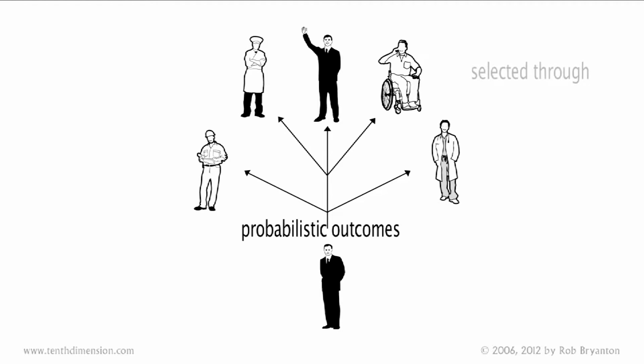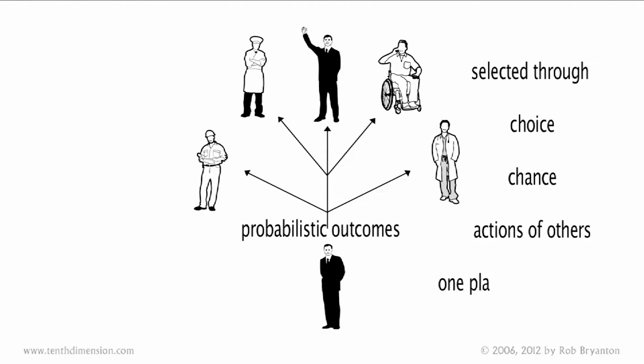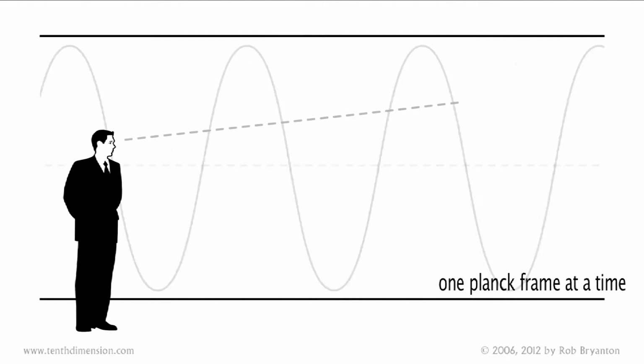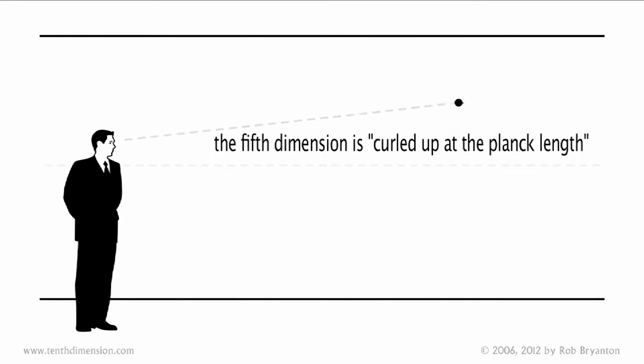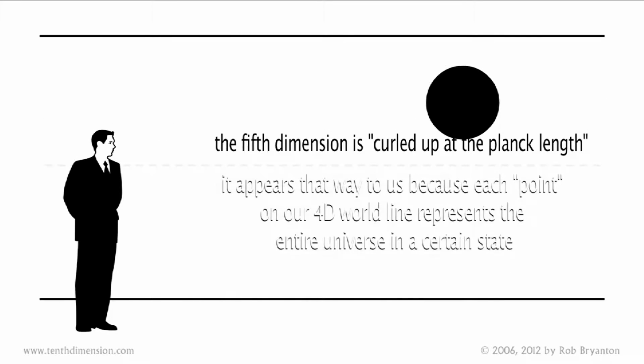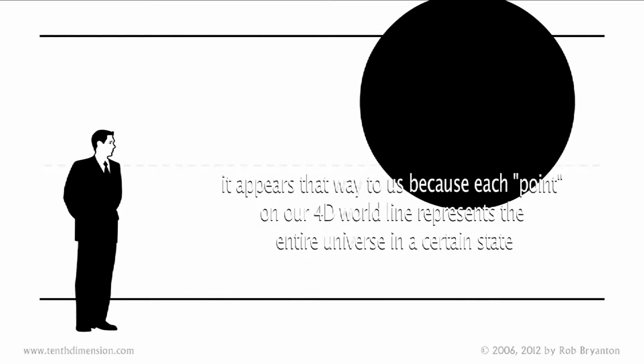Those branches will be influenced by our own choice, chance, and the actions of others. We move through those branches one Planck frame at a time, and this is why some physicists say that the fifth dimension is curled up at the Planck length, because from our reference frame, that's how it appears.